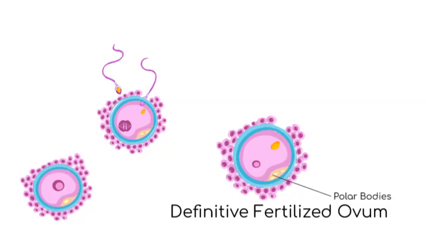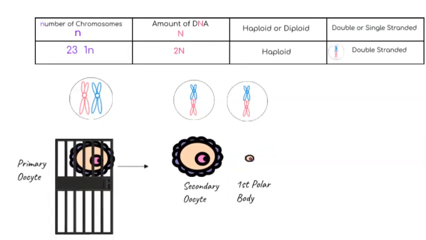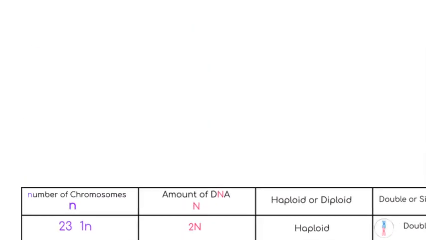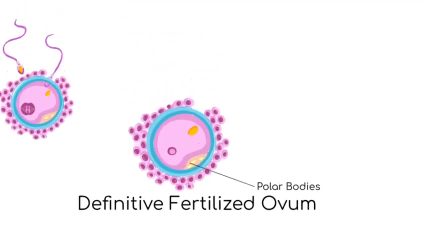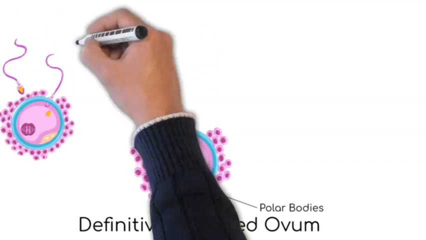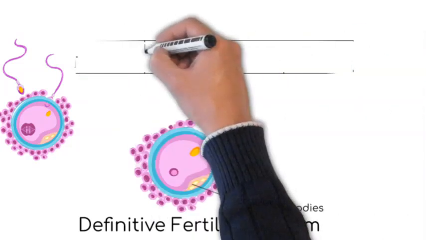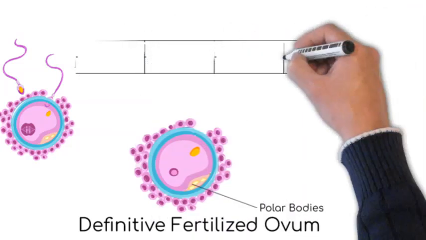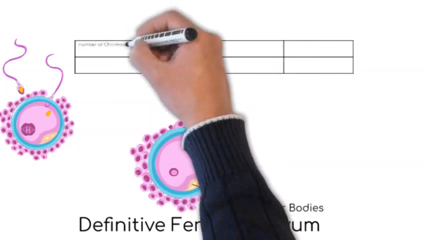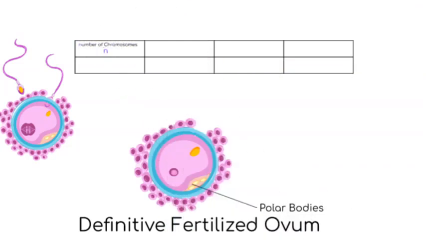Remember, during the second meiotic division, you had 23 chromosomes, but they were double-stranded, arrested. Now, once the egg is fertilized and it goes through that rapid second meiotic division, you still have 23 chromosomes, but they're now single-stranded, right? Okay, so the definitive fertilized ovum will have 23 chromosomes, but they are now single-structured.